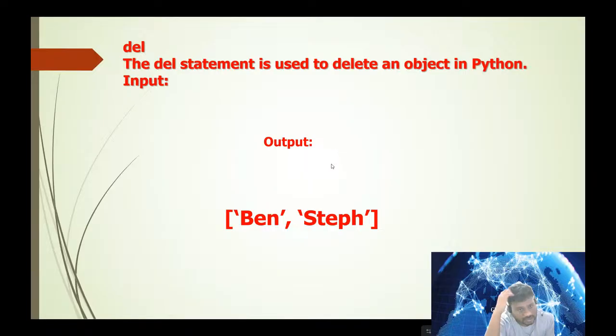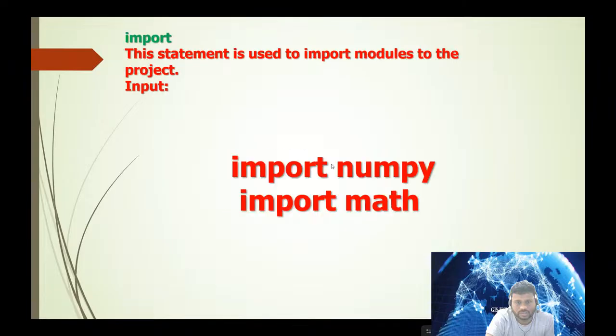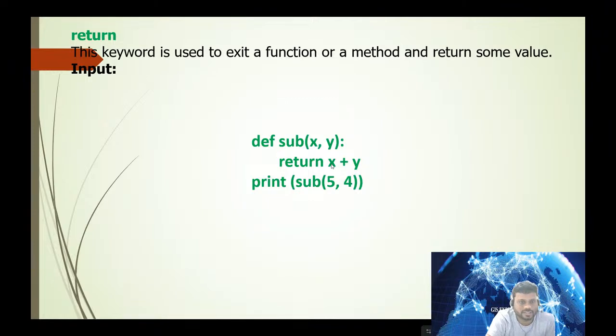Now the del statement is used to delete an object in Python. So you can delete here; we will see the function of this. The import statement is used to import modules or libraries into the project: import numpy, import math, import pandas. Then you can use the return reserved keyword. This keyword is used to exit a function or a method and return some values.